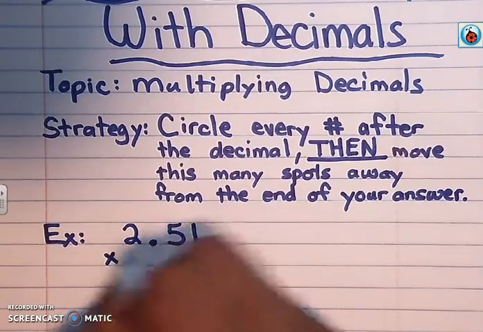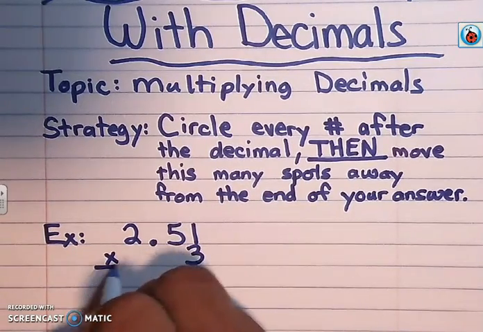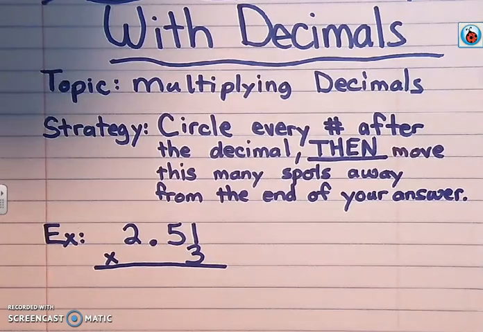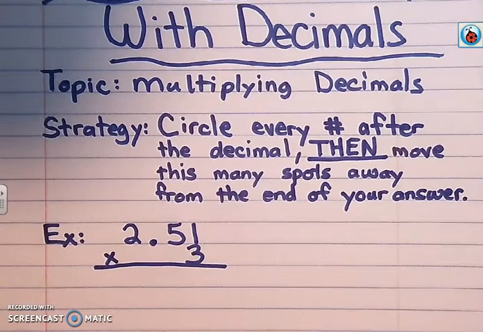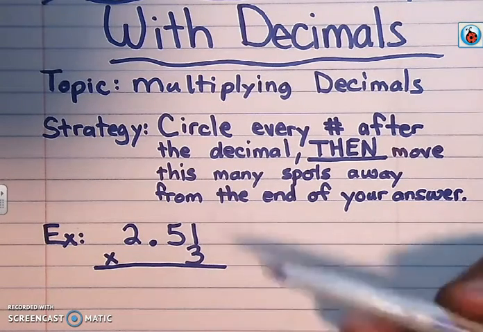We'll start with $2.51 times 3. Now this lesson assumes that you already know how to multiply. So we're not going to go through the steps of how multiplication works. We're assuming that you already know from elementary. So we'll work this out together.